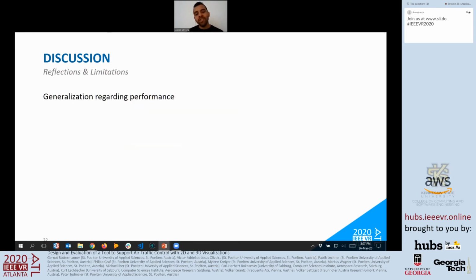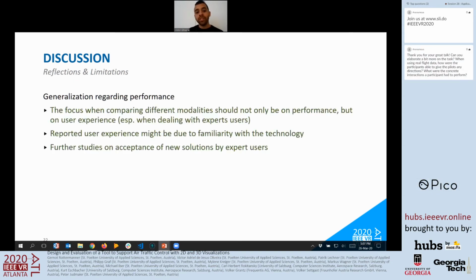Finally, we can see that generalizations overall regarding performance are not really possible to make due to lack of difference between the 2D and the 3D conditions when it comes to performance, but also in terms of assessing a specific tool and also regarding stimulus presentation order. But overall, we could also observe that user experience counts greatly in this context, even more than performance.